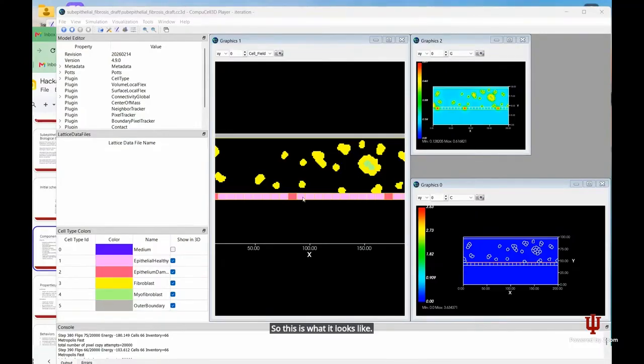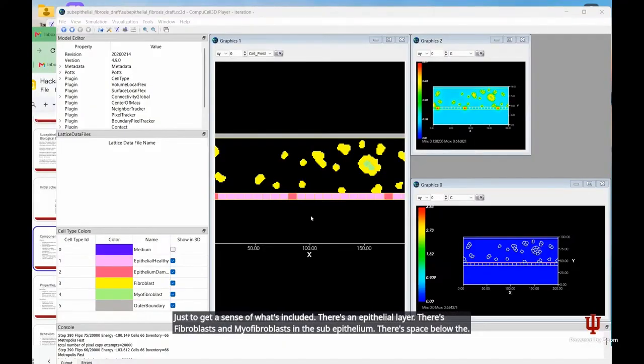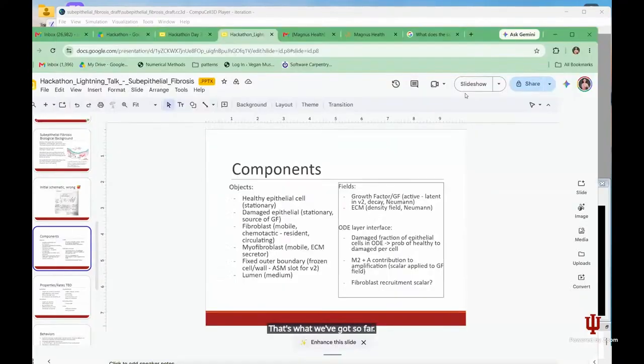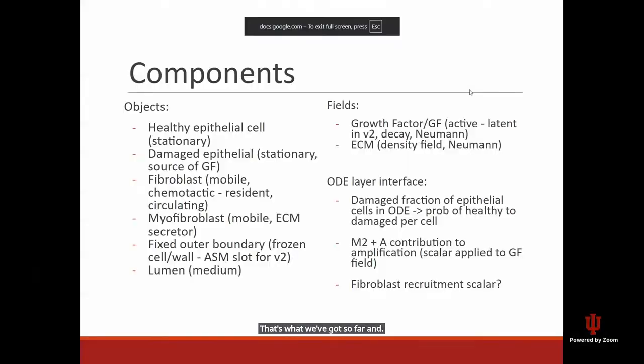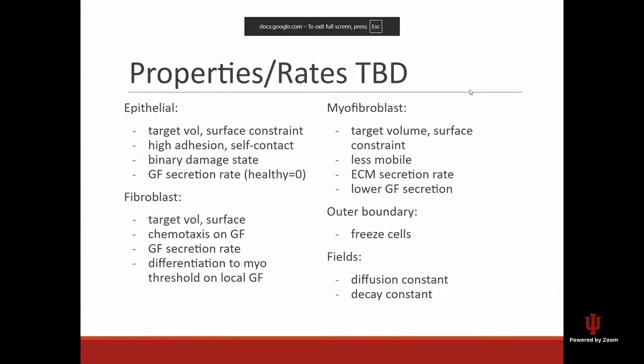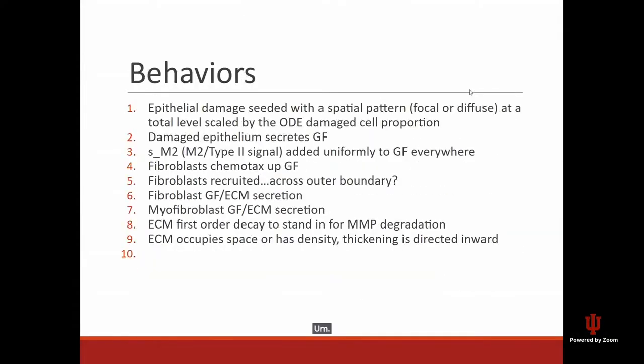So this is what it looks like, just to get a sense of what's included. There's an epithelial layer, there's fibroblasts and myofibroblasts in the subepithelium, there's space below the epithelium, that is the airway. That's what we've got so far, along with properties and rates that I hope to include.